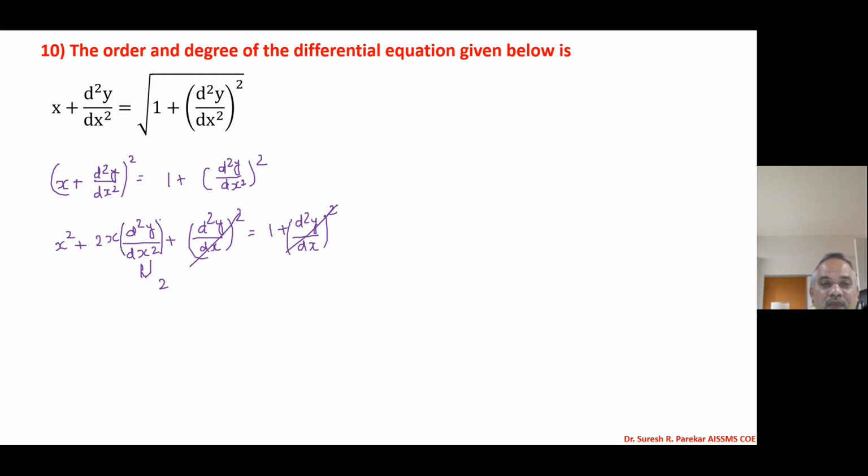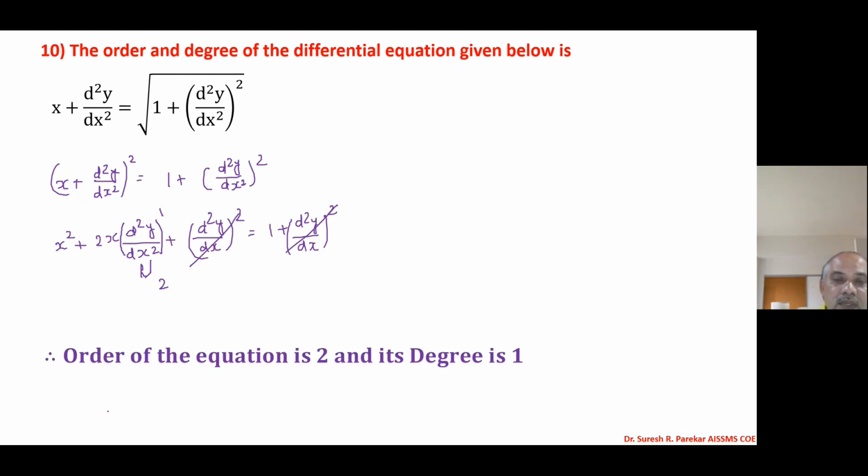So do not rush. Here you cannot say that the root we will take outside, then it will be 2. Likewise, you have to solve and then you have to decide. So I have order 2, but degree 1. So I have this as degree, and I have this as order.